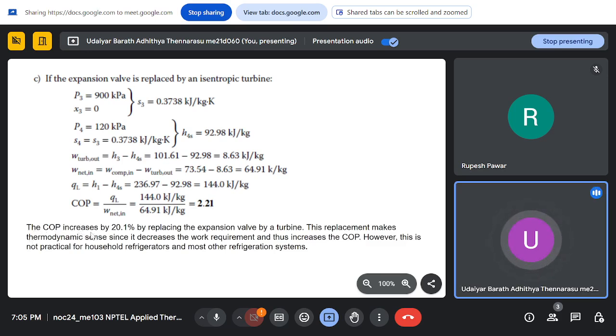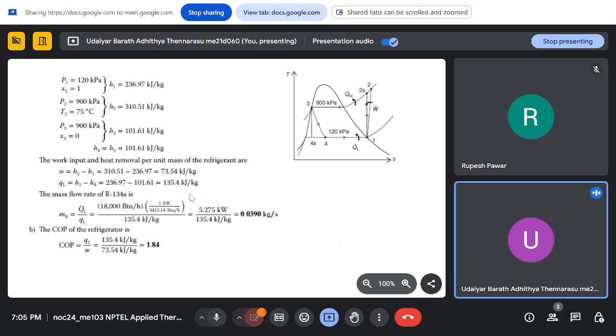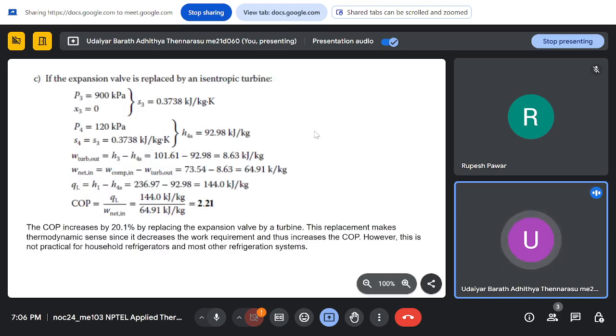So if you see, the COP increases by 20.1% by replacing the expansion valve with a turbine. This replacement makes thermodynamic sense since it decreases the work requirement and thus increases COP. However, this is not practical for household refrigeration and most other refrigeration systems. So this is what I talked about at the start, we have to operate this in a two-phase region, which is difficult. So this may make thermodynamic sense, but it's not practical. We cannot implement it in an actual system.